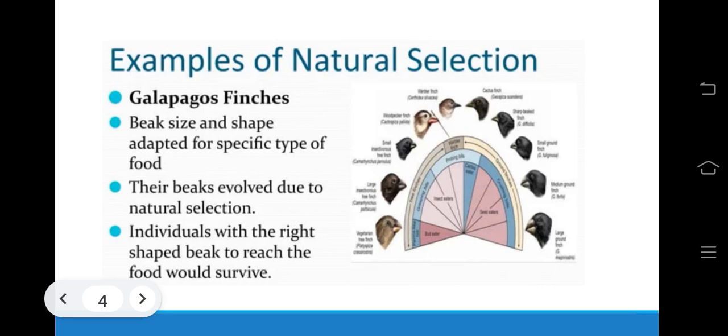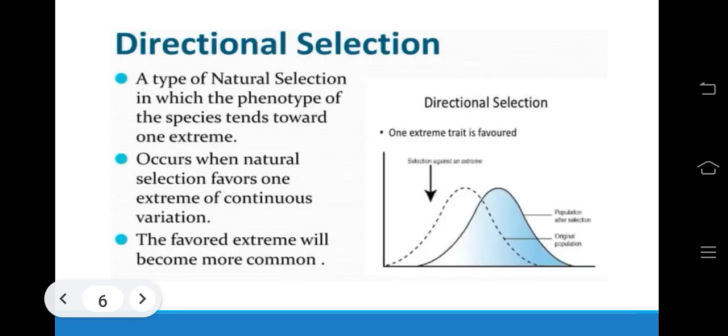Then directional selection, disruptive selection and stabilizing selection. First, directional selection: the type of natural selection in which the phenotype of the species tends toward one extreme, one direction. Just remember it like that. It occurs when natural selection favors one extreme of continuous variation. The favored extreme will become more common. In directional selection, one extreme trait is favored, and the others are neglected.